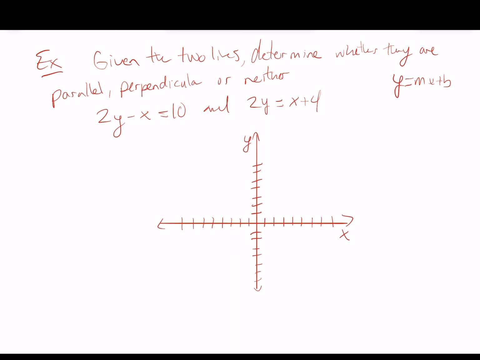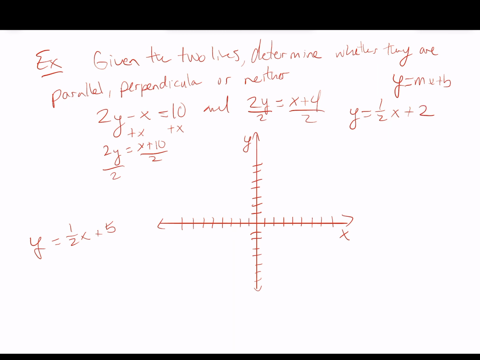The first thing we'll do with the first equation is add x to both sides. So we have 2y is equal to x plus 10. Then we want to divide both sides by 2. And so we're left with y is equal to 1/2 x plus 10 over 2, which is 5. And then in the second equation, we want to go ahead and divide by 2 on both sides. That leaves us with y is equal to 1/2 x plus 4 over 2, which is 2.